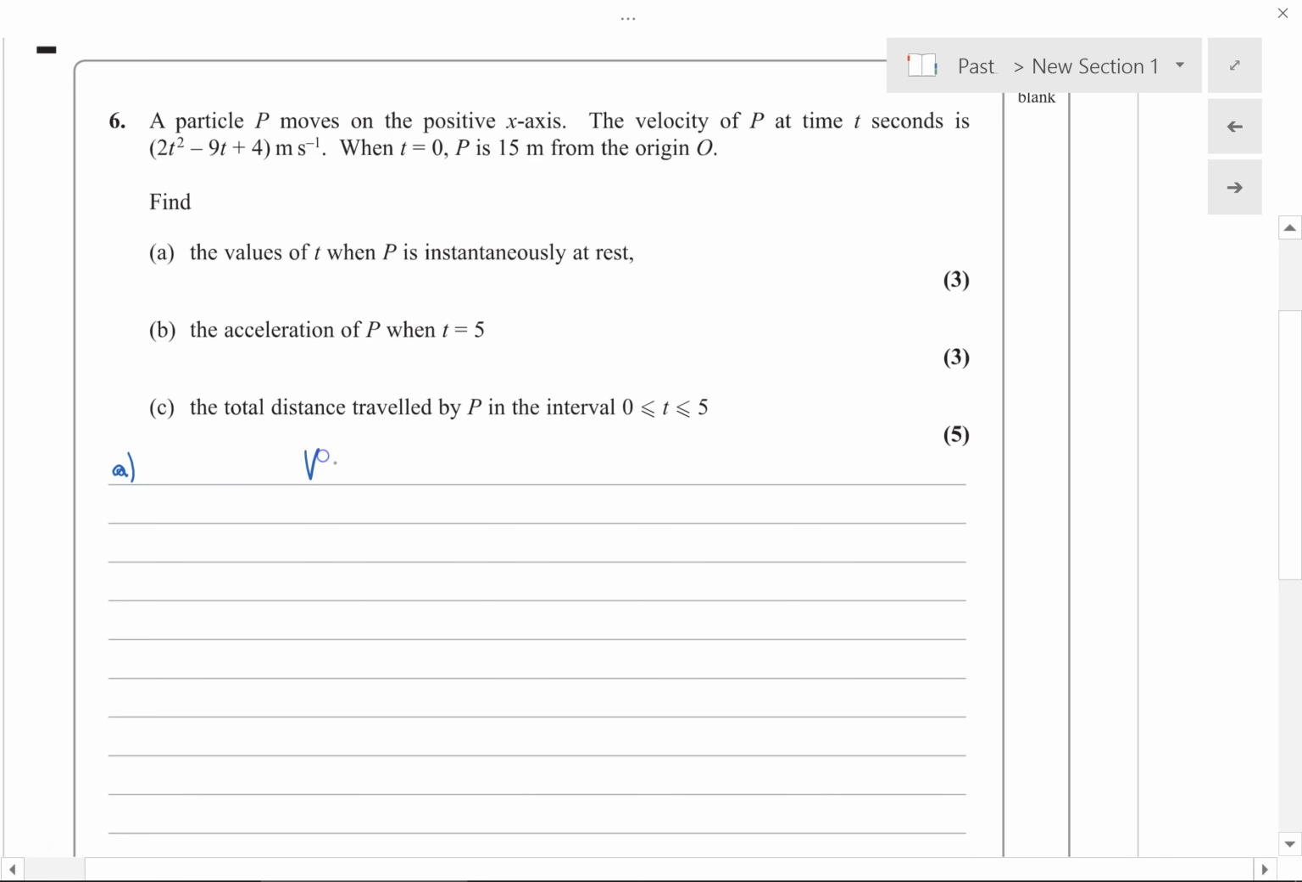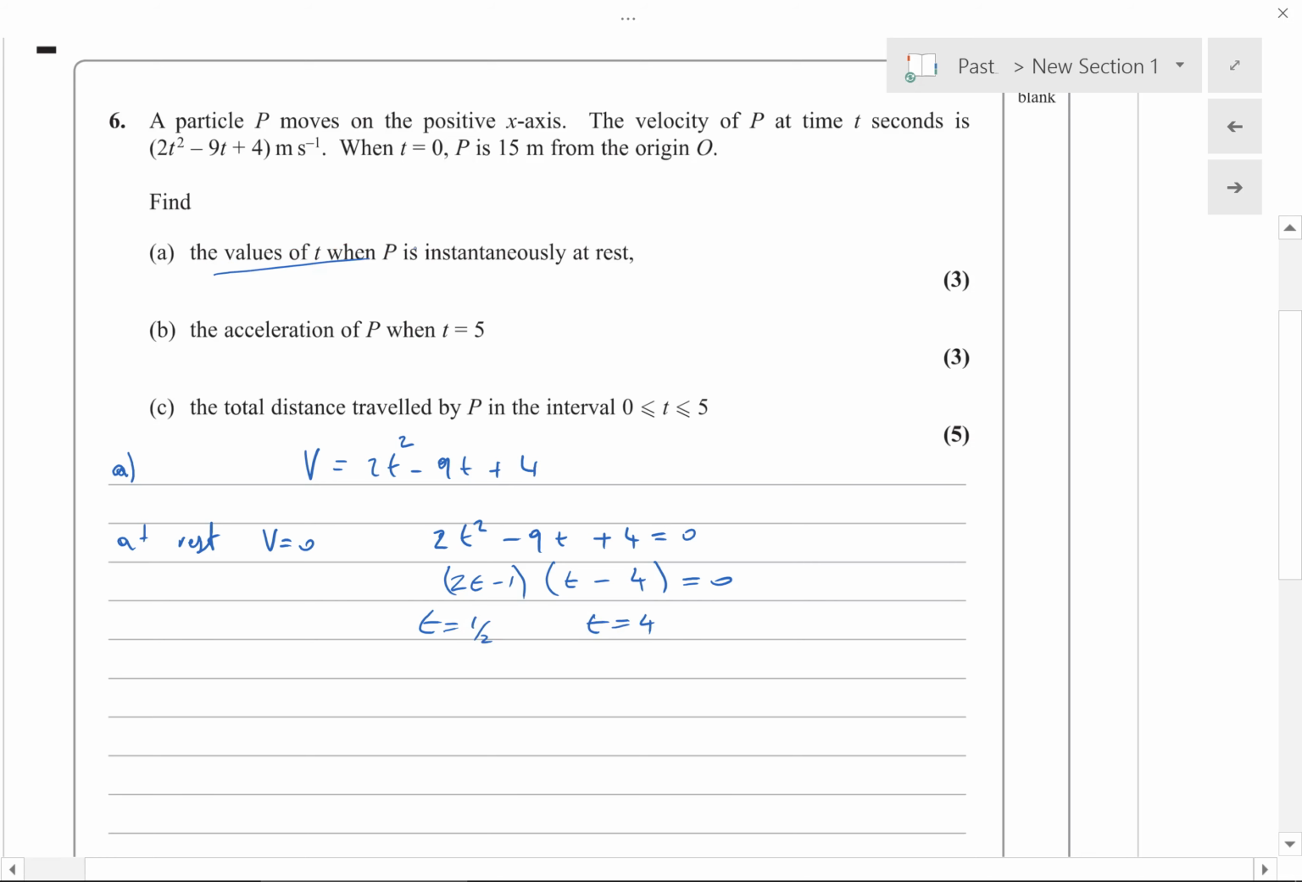We've got v equals 2t squared minus 9t plus 4. So it's at rest when v equals 0. This doesn't get much more straightforward for M2. We're equating that to 0, which obviously we can factorise: 2t minus 1 and t minus 4 equals 0. We've got t equals a half and t equals 4.